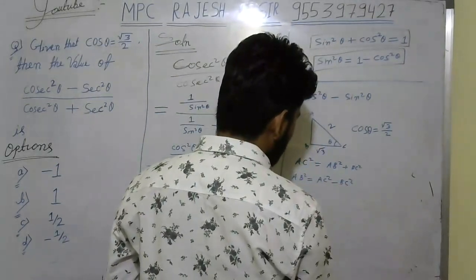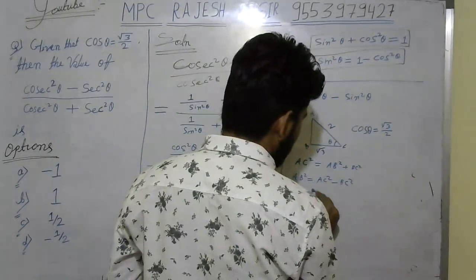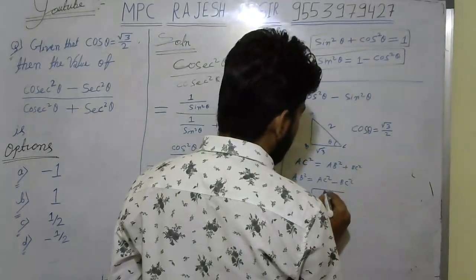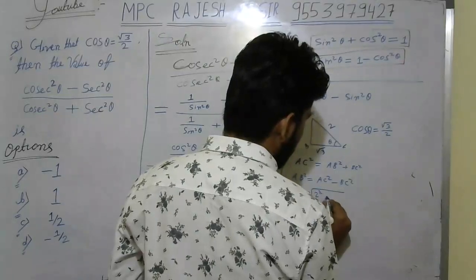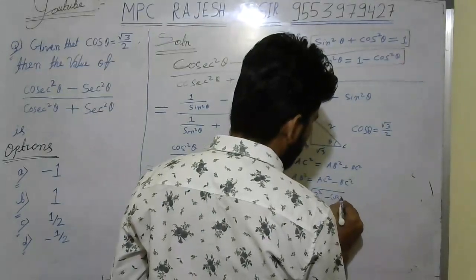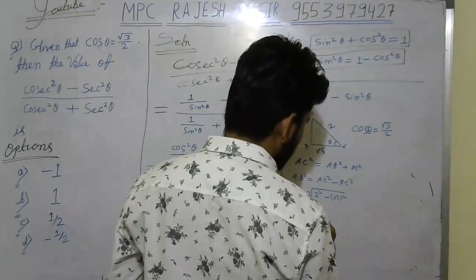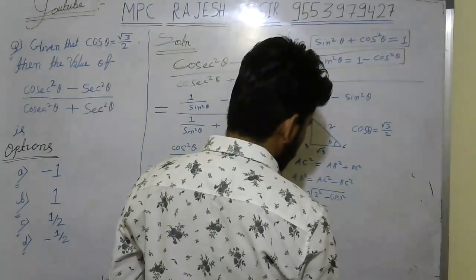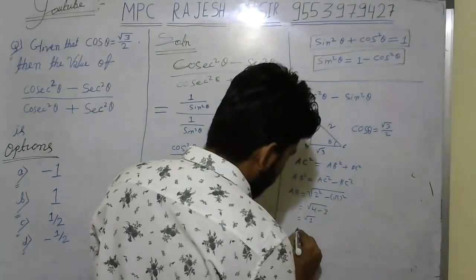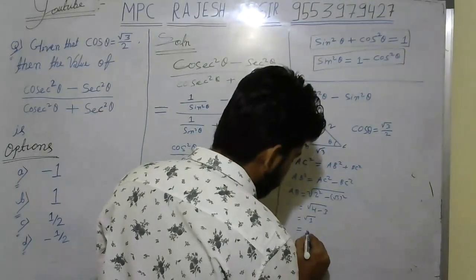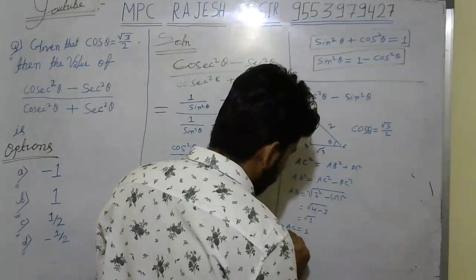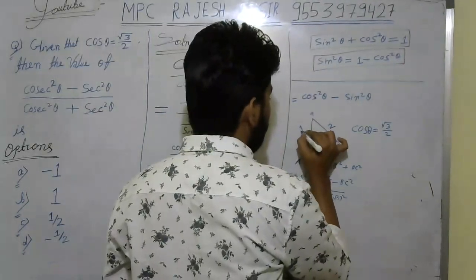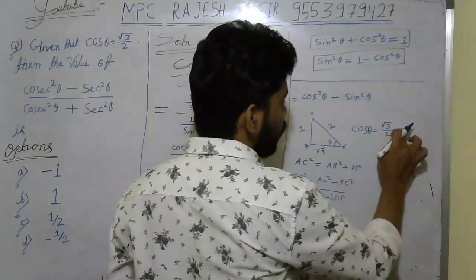So AB is equal to what? Root under AC. How much is AC? AC is given as 2, so 2 square minus root 3 whole square. So you get 4 minus 3, so root 1, so it becomes 1. So AB is equal to 1. We got here this 1. So cos theta is equal to root 3 by 2.